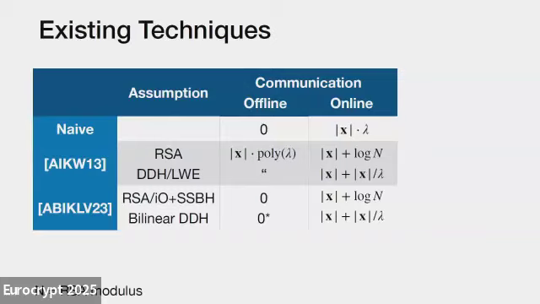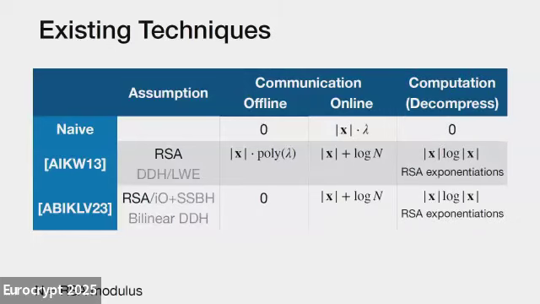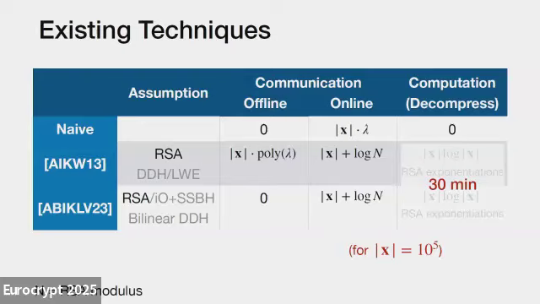Now, it sounds like that might be a satisfying solution to the label compression problem, right? We have optimal offline communication, optimal online communication. But if we look at the computational cost, things actually look very different. To decompress just a single input label, you need to perform log of input size RSA exponentiations. And if we just have a medium-sized input of length, let's say 100,000, this would take around 30 minutes.